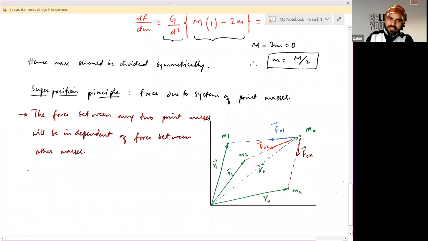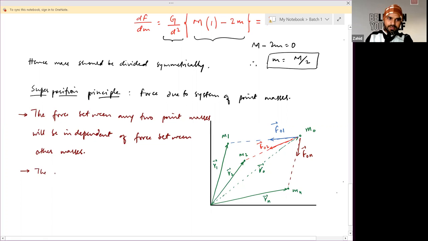So the net force acting on a particular mass, we are considering M0, on which some forces are acting: F01, F02, and F0n. As these quantities are vector quantities, the sum of all forces acting on this M0 due to a system of point masses will be equal to the vector sum of all individual forces.